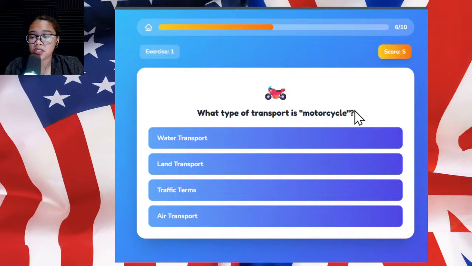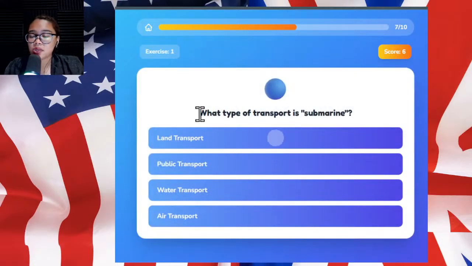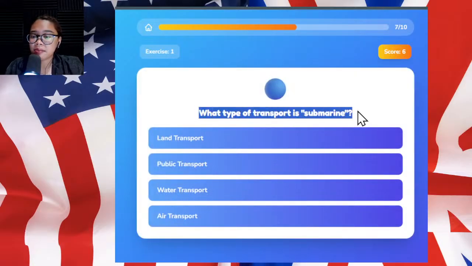Next, what type of transport is a motorcycle? Okay, this is a transportation vehicle. Motorcycle looks like a bike, but it has an engine compared to a bicycle. So, what kind of transportation vehicle was the bike? It is a land transportation. So, this is the correct answer. They have the same type of category. Okay, all right, correct.